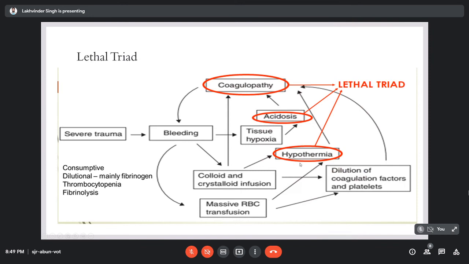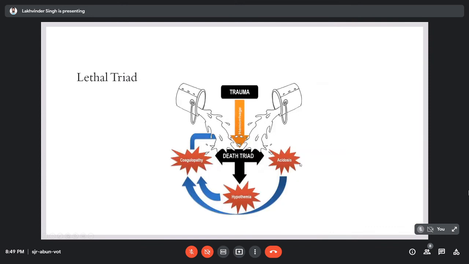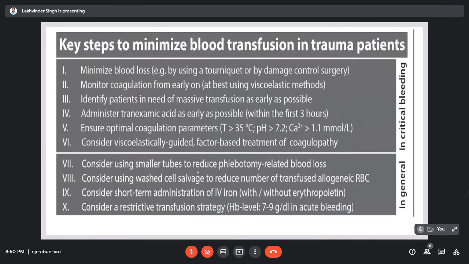On this basis, the current transfusion management therapy has changed. This is again the same thing: trauma leads to death, coagulopathy, hypothermia, acidosis. We have to treat these things before they occur. The main aim now is not to treat the coagulopathy. The main aim here is to prevent the coagulopathy. I hope you understand the difference. So the key step to minimize blood transfusion in a trauma patient is to minimize the blood loss. This is known as damage control resuscitation also.